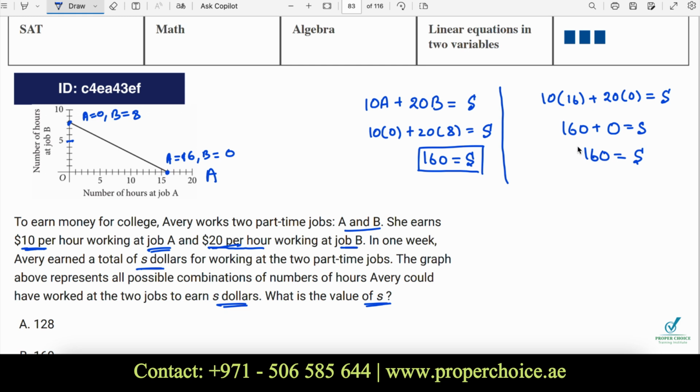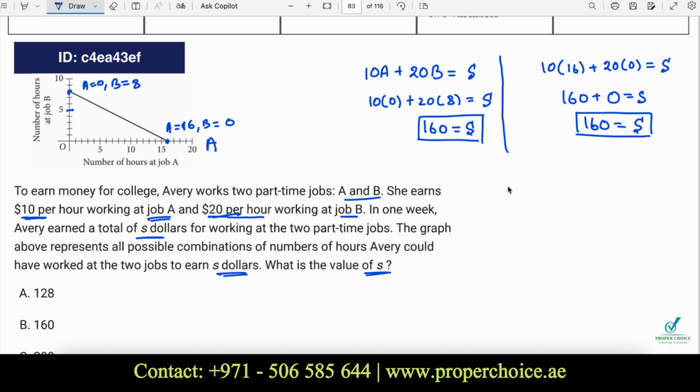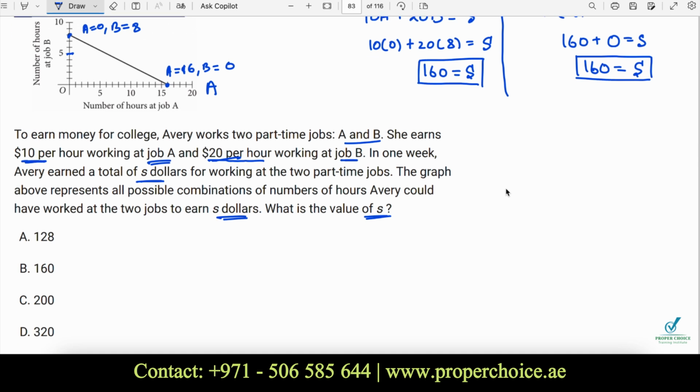As you can see, we are getting the same answer for both situations, and this indicates that Avery could have earned $160 per week working the two different jobs. So we should go with option B as the right choice.